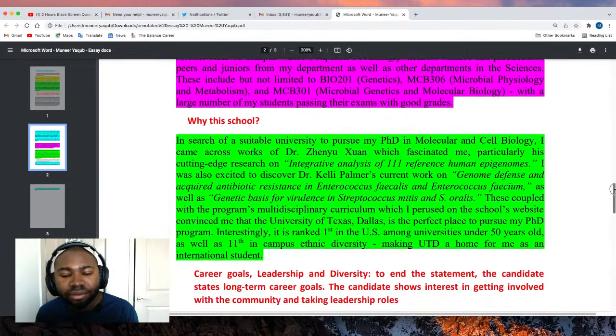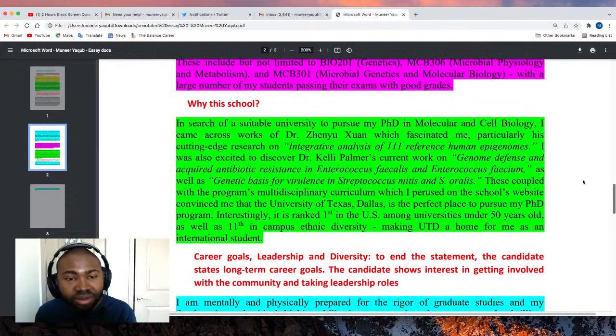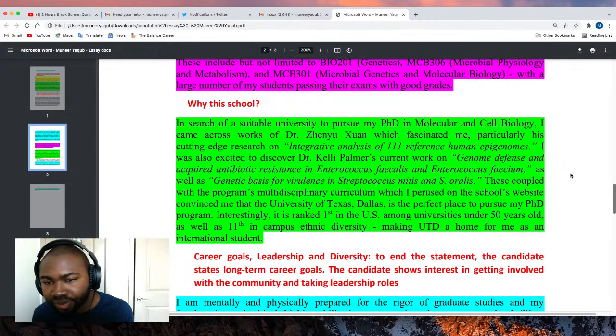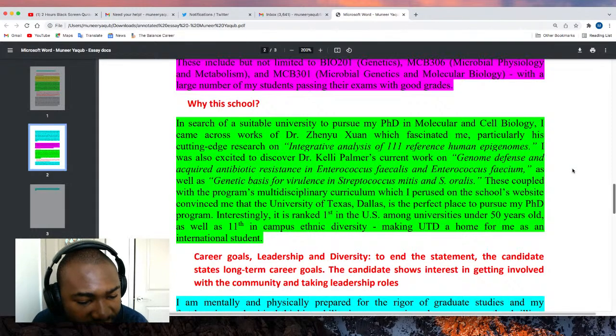Then the sixth paragraph, which is the second to last paragraph, is why this school? Why am I applying to this school? This is very important because there are about 3,000 universities in the U.S. Why did you apply to our school?